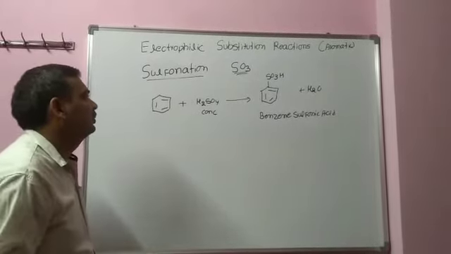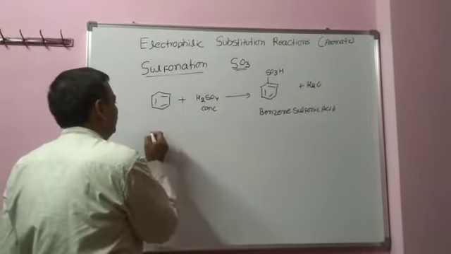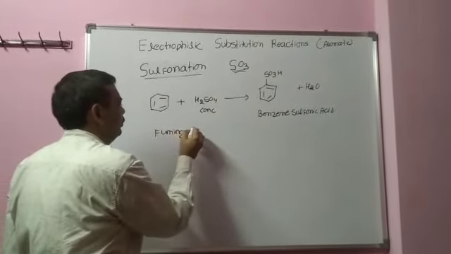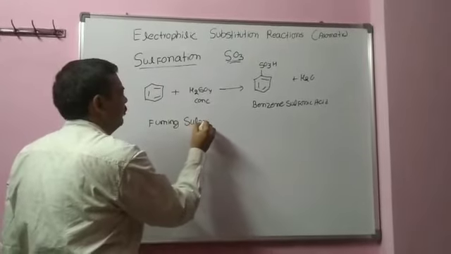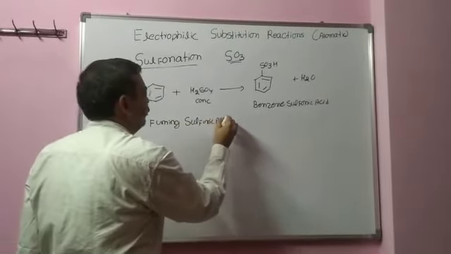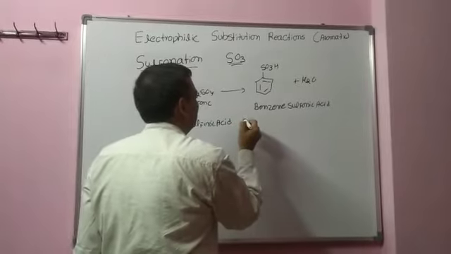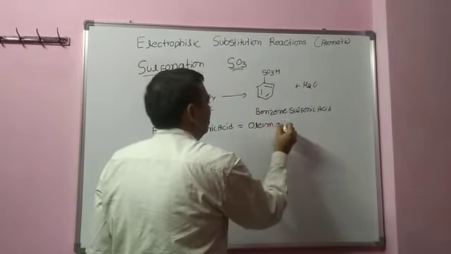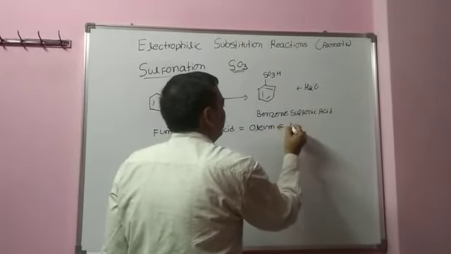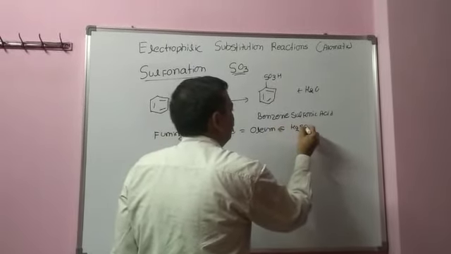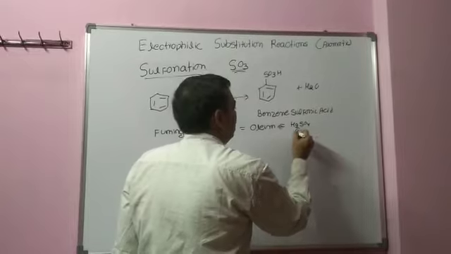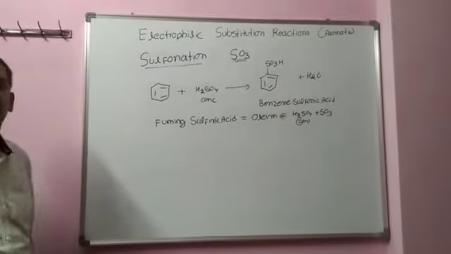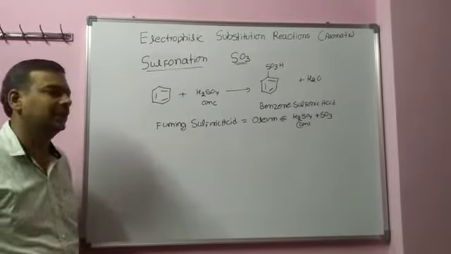We can also use fuming sulfuric acid as a reagent. Fuming sulfuric acid is also known as oleum. Oleum is a mixture of concentrated H2SO4 and sulfur trioxide.